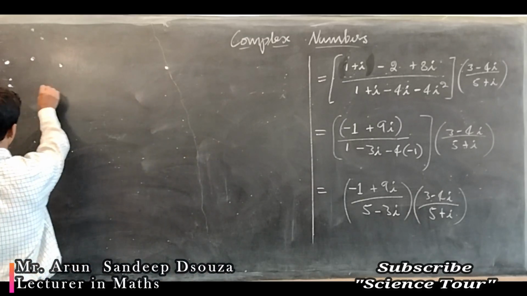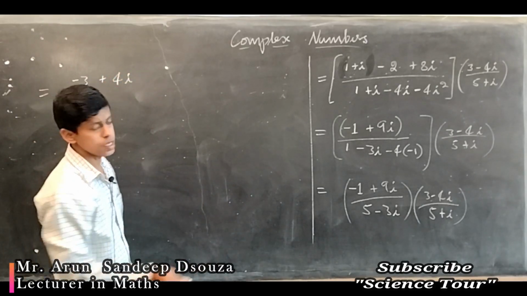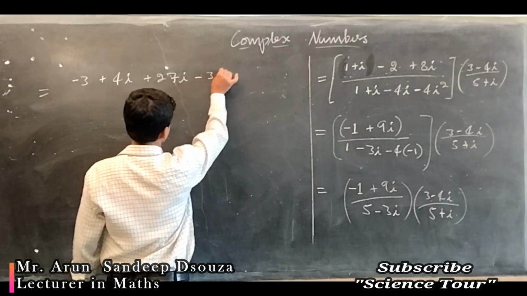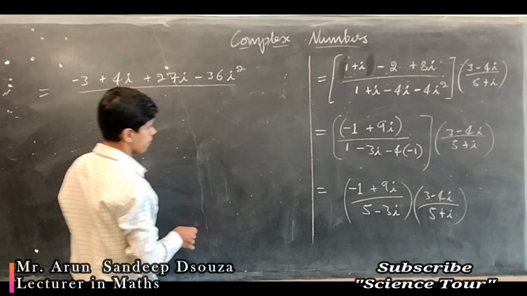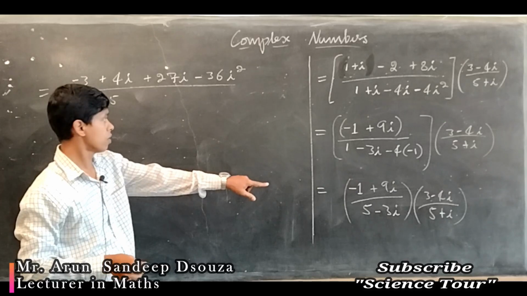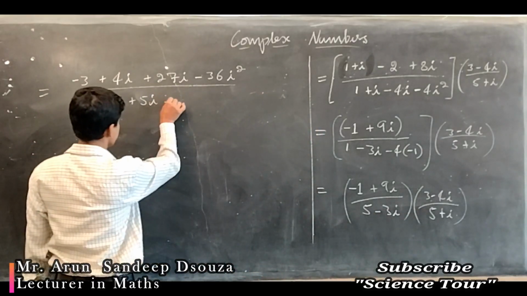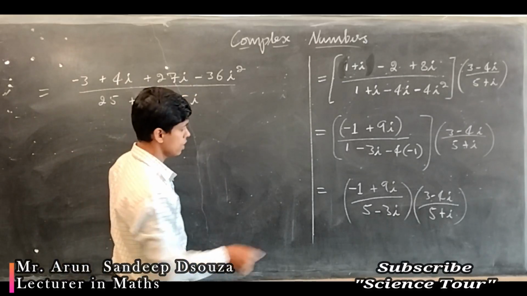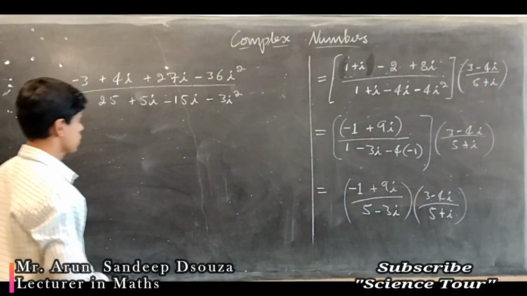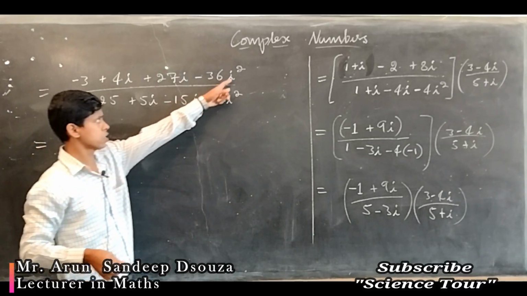So minus 1 into 3, minus 3, and then minus 1 into minus 4, plus 4i, and then 9i into 3, 27i, and then my plus 9 into minus 4, minus 36i square, divided by 5 into 5, 25. Okay, and then you have 5 into i, 5i, minus 3i into 5, minus 15i. And then minus 3 into plus i, minus 3i square. So i square is minus 1, substitute and then simplify. So this is minus 3 and this is minus 1.